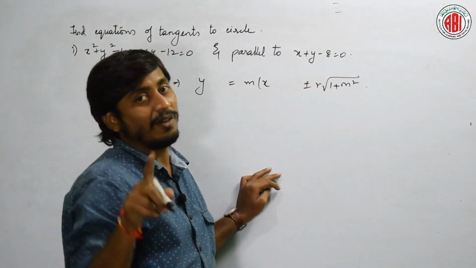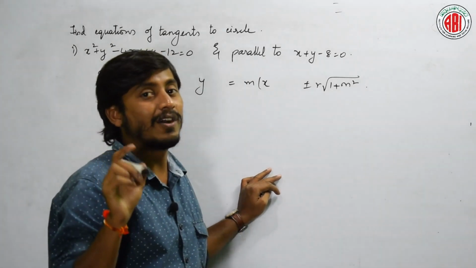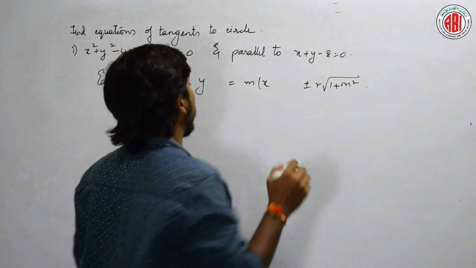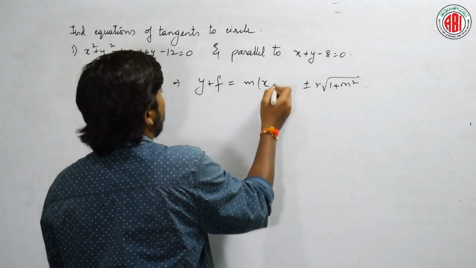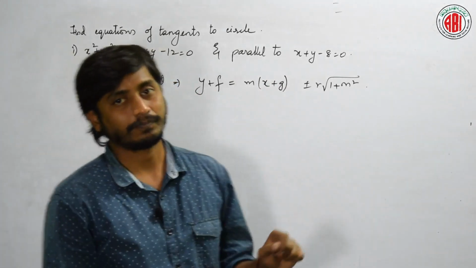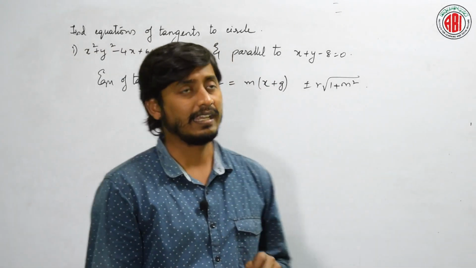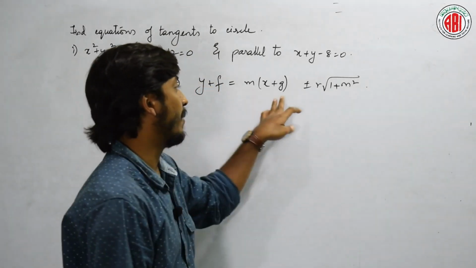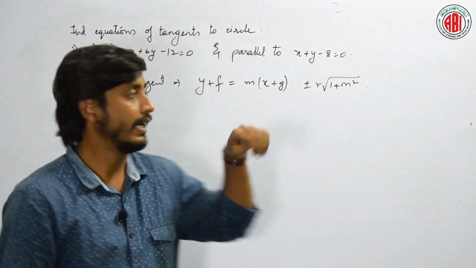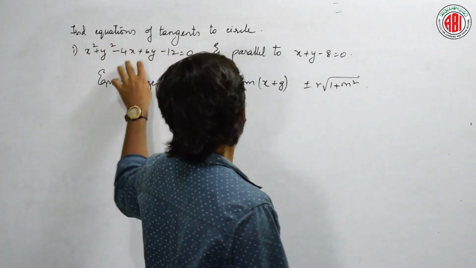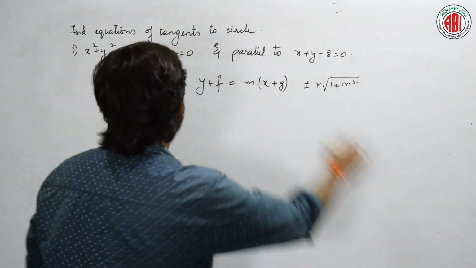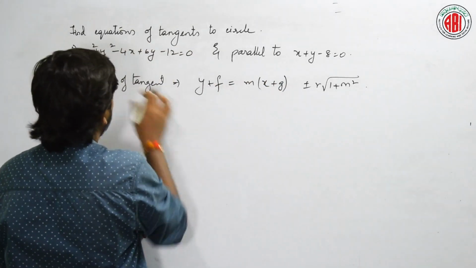In the previous formula which we discussed, what was the center? Origin. Here the center is not the origin, therefore the formula will have y + f and x + g. There we directly went ahead as y = mx ± r√(1 + m²). Here, since the center is not the origin, we will add f and g. Clear? So first let us write the center.